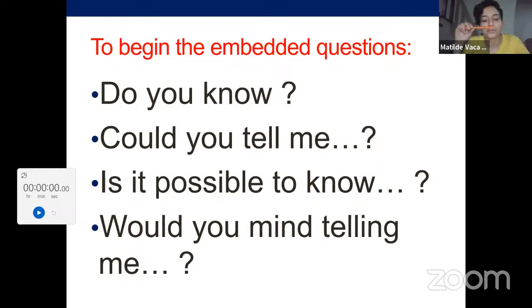Do you know where she's coming from? Okay, yes, that's in this case present continuous. Yes, that's one. And "Could you tell me"?